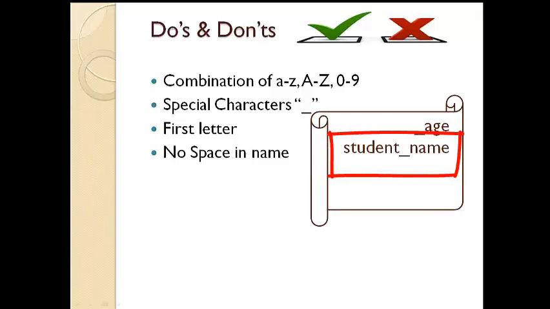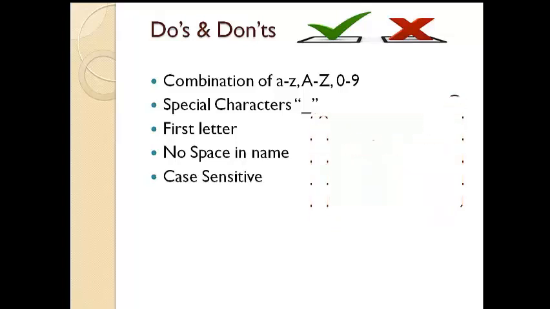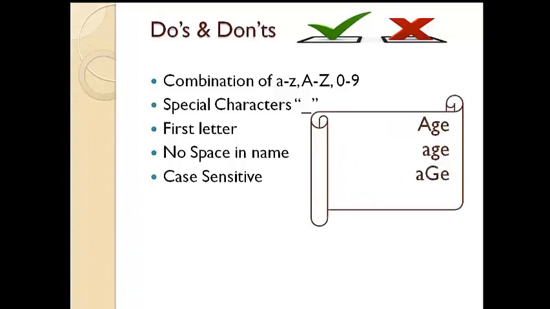In case you want to have more than one word in a variable name, you can join them with an underscore. C language is case sensitive. It means small a and capital A are different. I have given an example where the word age is given in 3 different formats and each of them is a different variable name. So while naming the variable, be conscious about small letters and capital letters too.